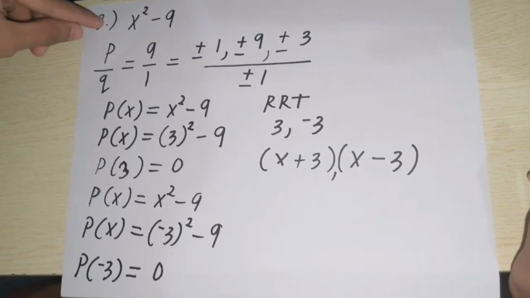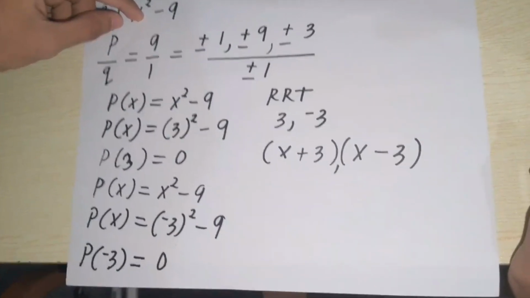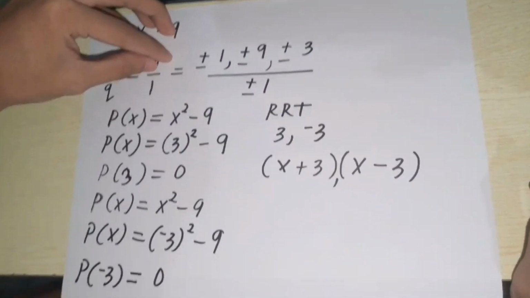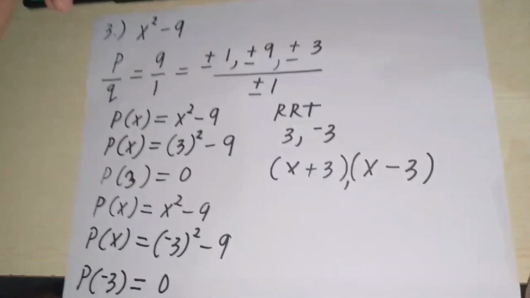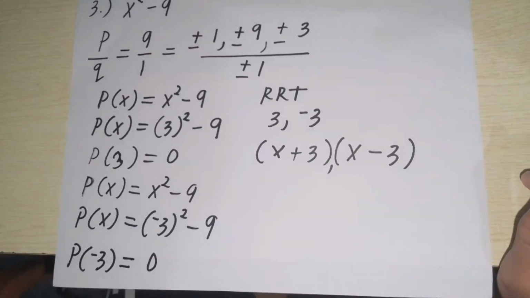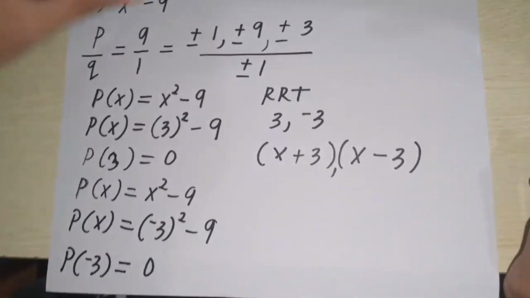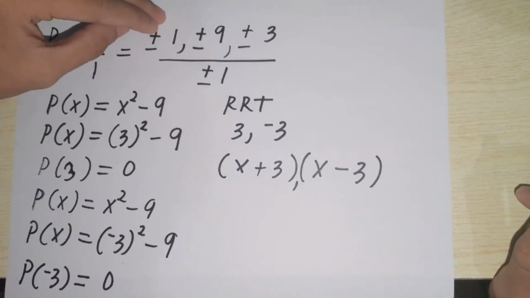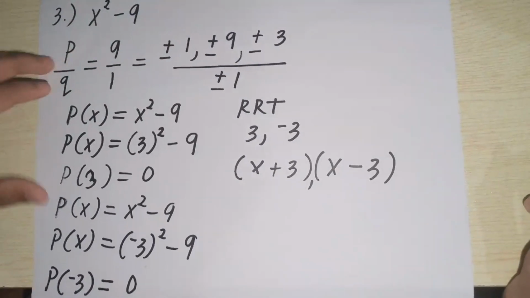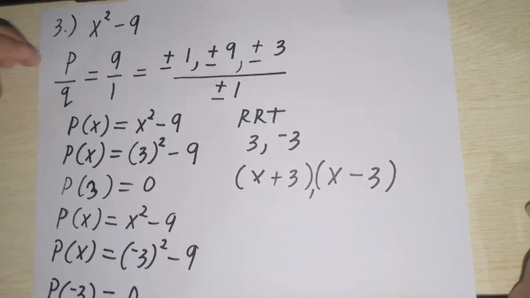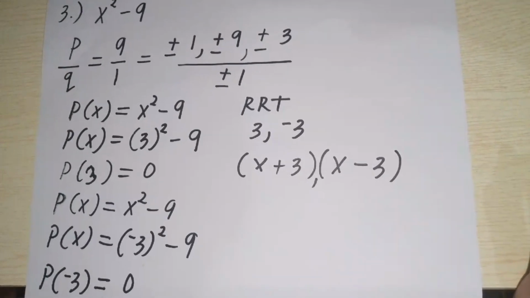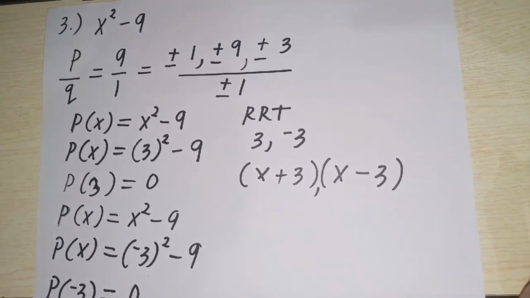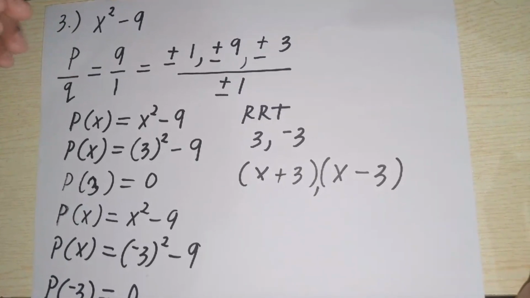For our fourth problem, x squared minus 9, let's identify the leading coefficient and constant term and find their possible real roots. For the possible real roots of 9, there are plus or minus 1, plus or minus 9, plus or minus 3. Here we change the variable x of the given question into 3, and I came up with the answer of 0.